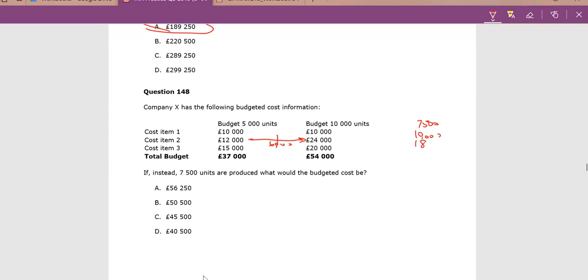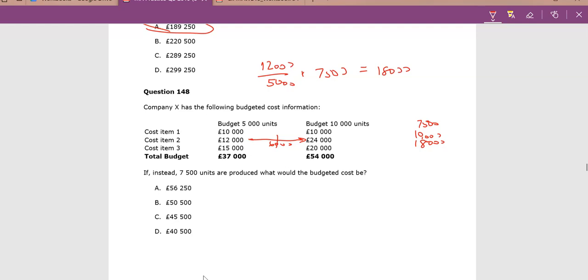I'm just being creative now. So this is 18,000. But you could find what each unit would have been. You could have said 12,000 divided by 5,000 units, and you would have found the variable cost, right? Which is £2.40, I believe. 12 divided by 5 is £2.40, and then you'd multiply this by 7,500. It gives you 18 grand. So that's how you would have done that individually.